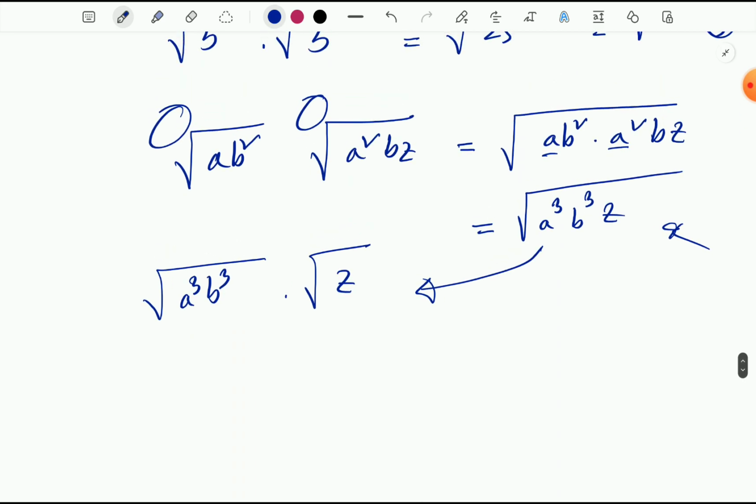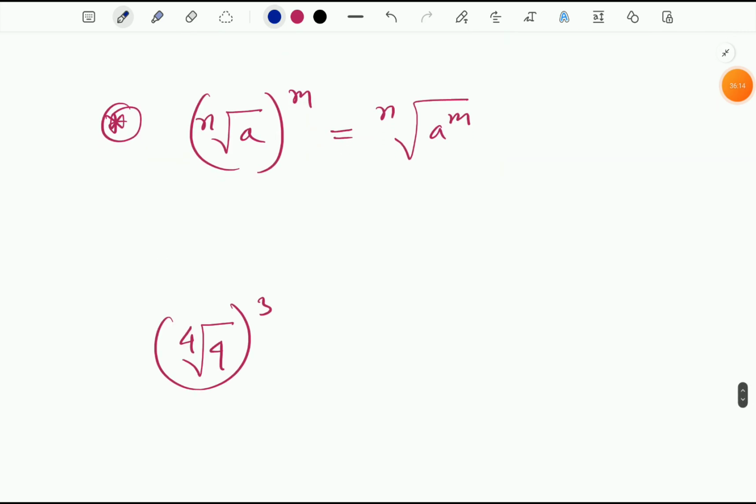This is another trick or formula, whatever you say, where the nth root of a whole power m equals the nth root of a power m. This particular formula is insightful, like you can just put this m inside the root. It won't change the value of the whole term, so it's completely okay. Now let's solve this problem. Fourth root of 4 whole cube.